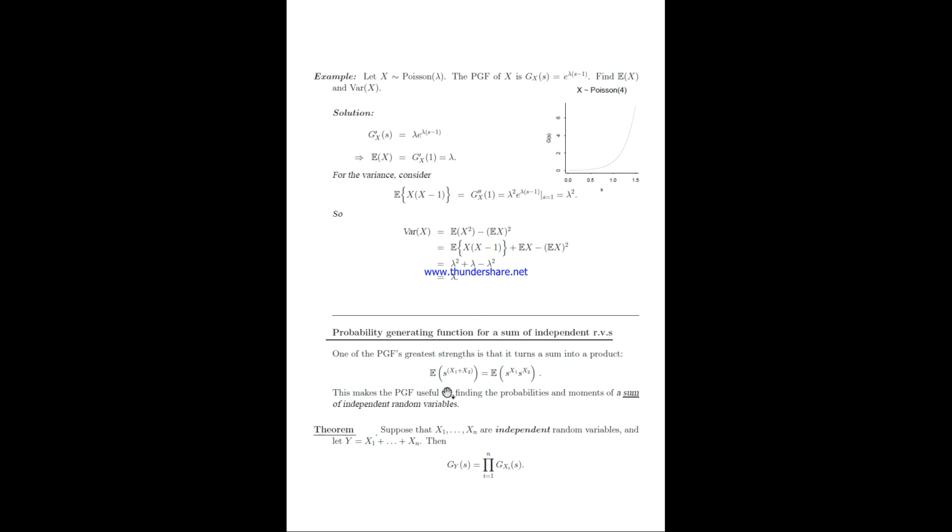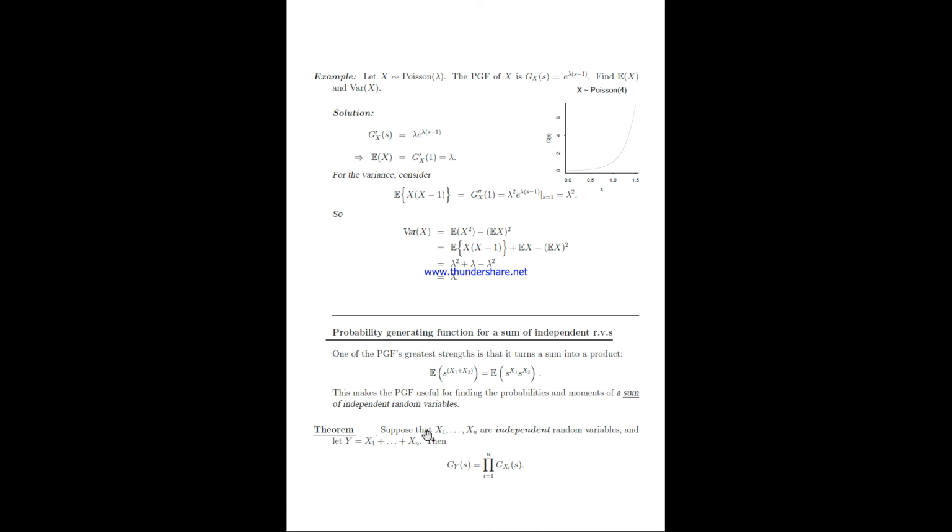So let's say if you have two random variables x1 and x2, and if you are interested in the expectation of s to power x1 plus x2, if these x1 and x2 are independent, I can write this as expectation of s to power x1 into s to power x2. So this is one of the important properties in probability generating functions, and that is very useful, right?